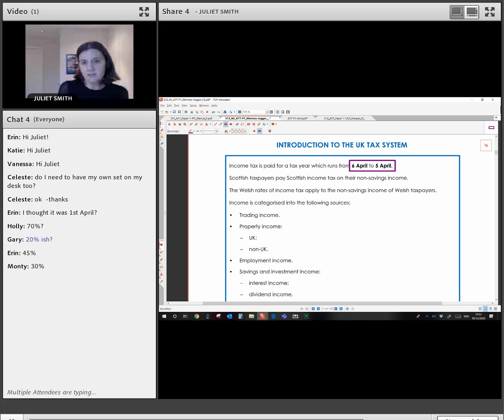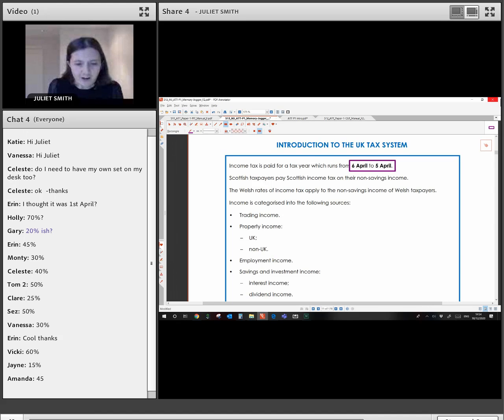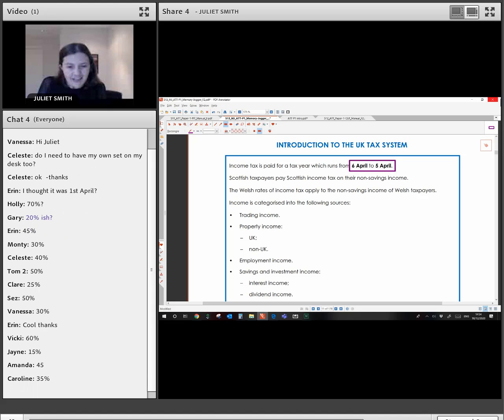No, companies do change their tax rates based on the 1st of April, but for individuals we use the 5th of April. Okay, so I can see we've got a variety of percentages. What percentage of government revenue is collected through income tax? Let's have a look. We've got 70. We've got quite a variety there, haven't we? Lowest is 15. Highest, someone's gone for 70%.